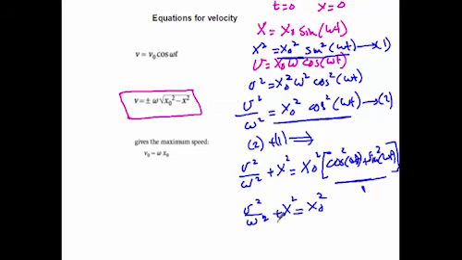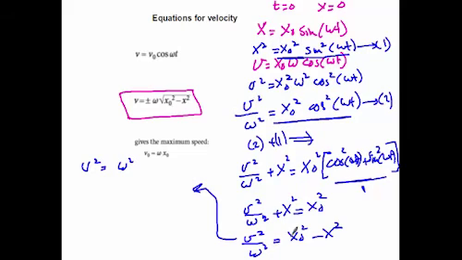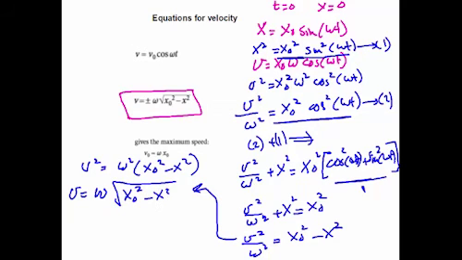Taking x square to the other side, we'll get v square over omega square equals x naught square minus x square. Again, we want only v here, so v square equals omega square, taking omega square to the other side, multiplied by x naught square minus x square. Now for v, take the square root of the right side, it will give us omega square root of x naught square minus x square, and of course there will be a positive or negative sign here.